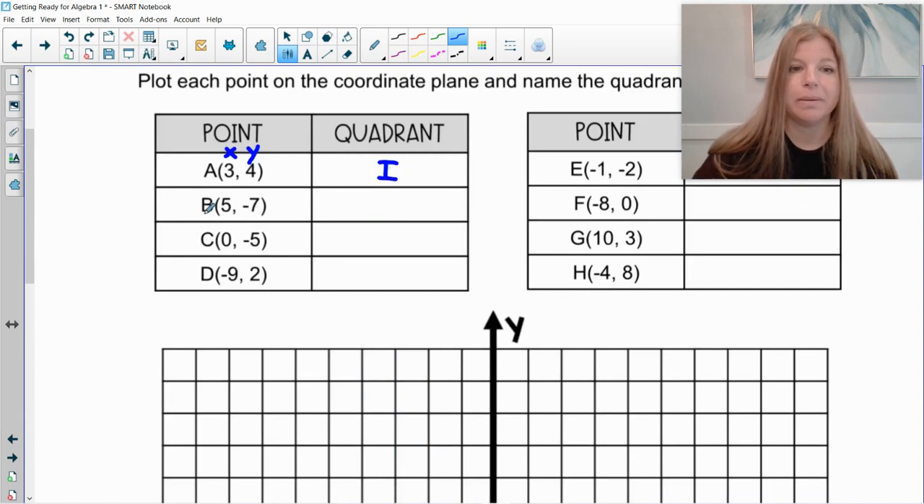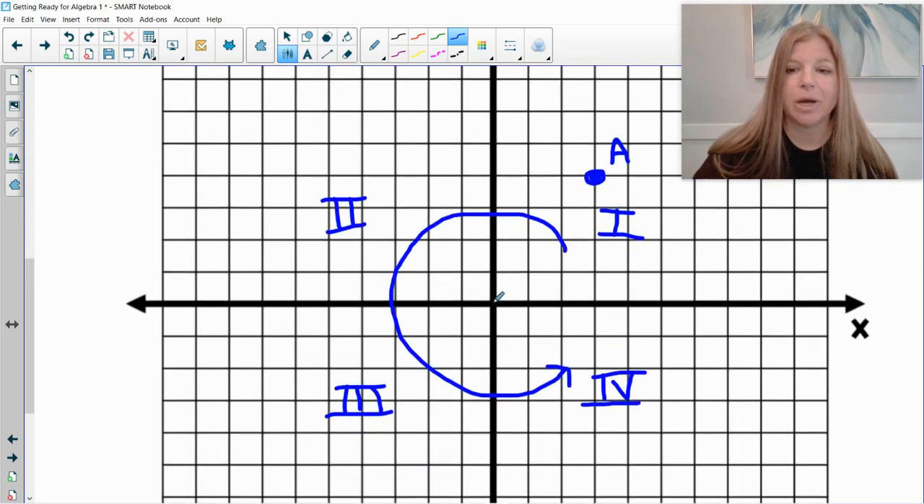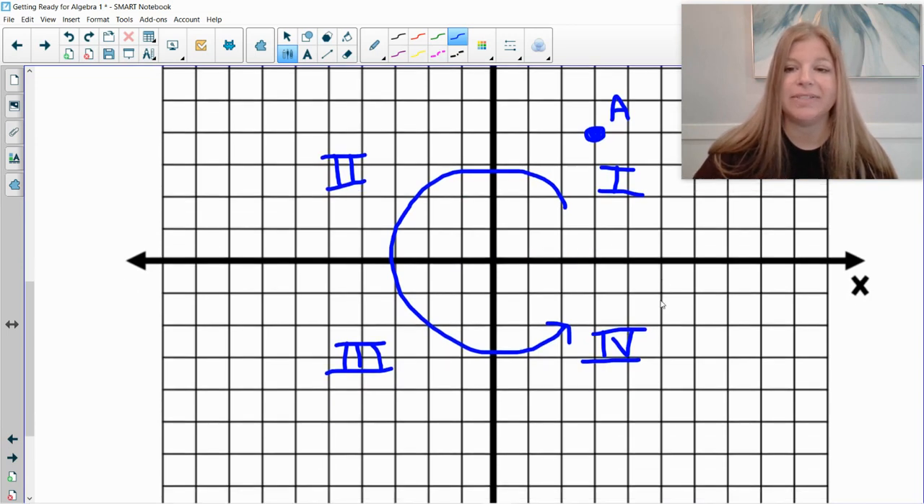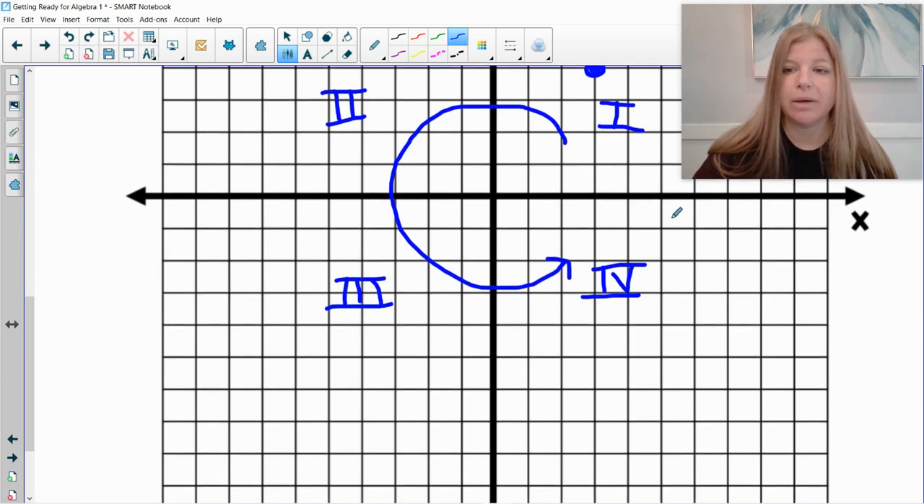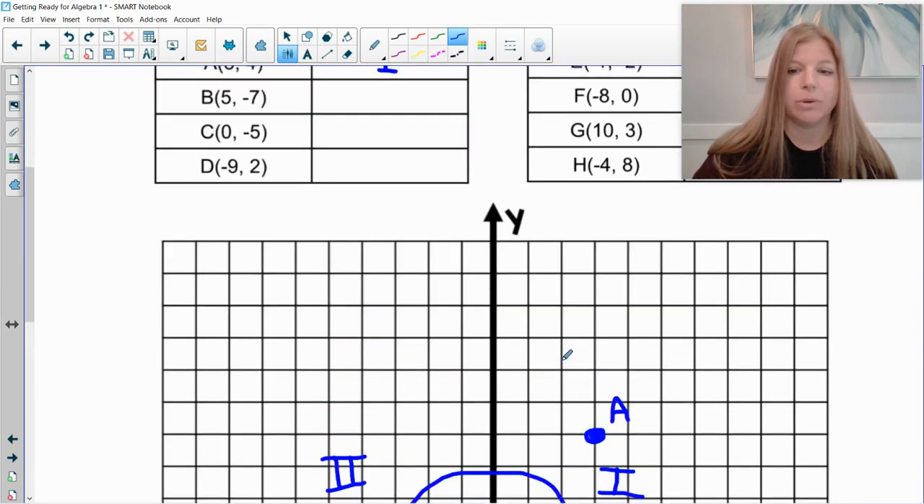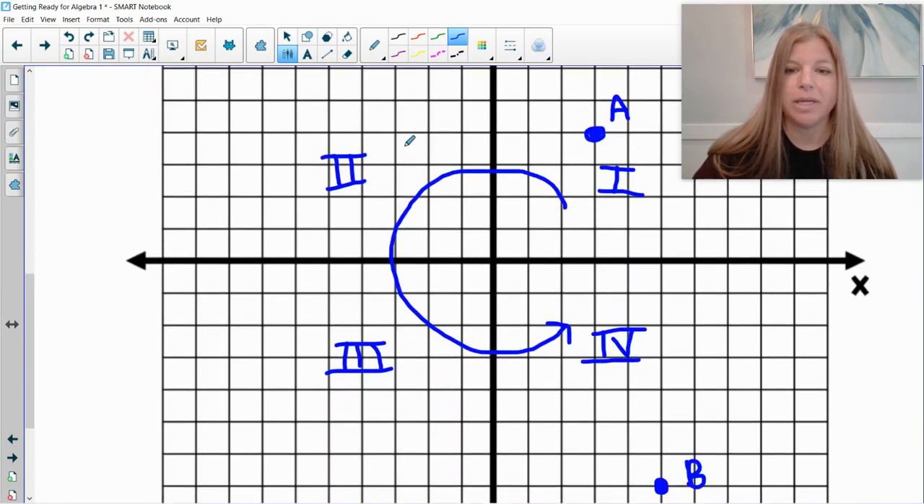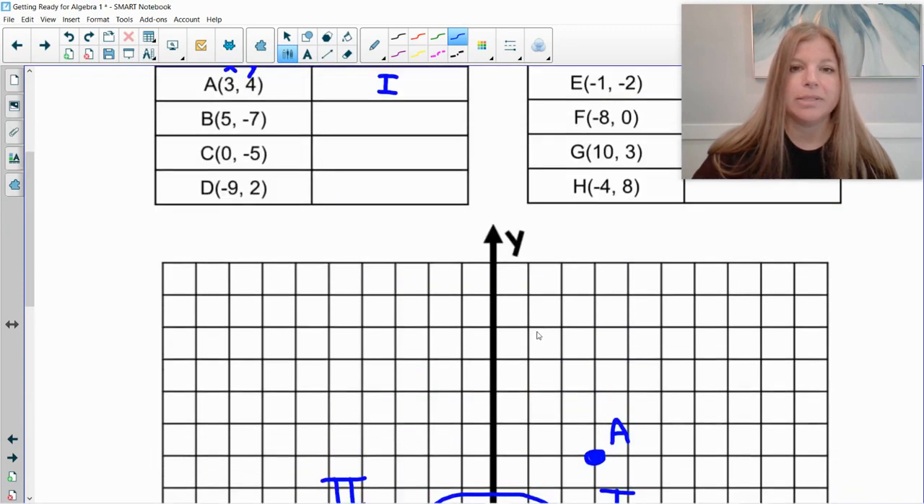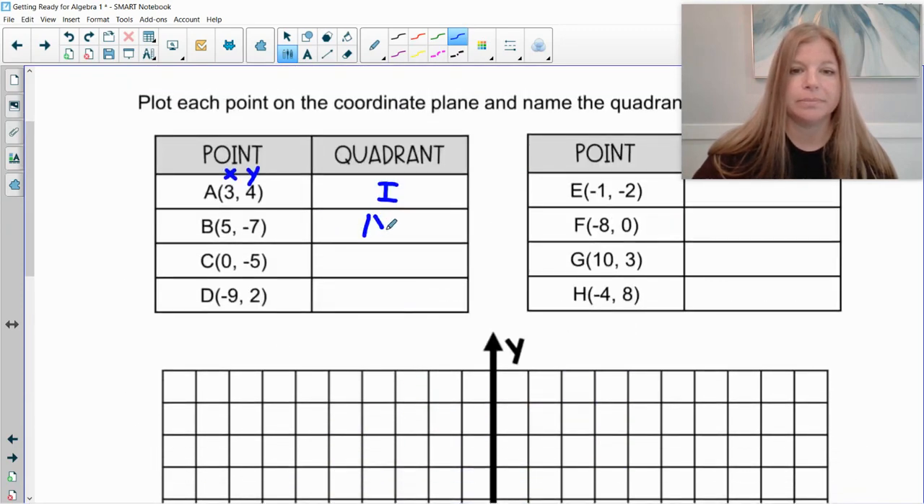Now let's make the next point. B is at 5, negative 7. So that means on the x-axis, I would go out to positive 5, 1, 2, 3, 4, 5. And then on the y-axis, I go down to negative 7. So from that point, I would go down 1, 2, 3, 4, 5, 6, 7, make a point, and that is where point B is. So B is in quadrant, whoops, let me take a look. This is quadrant 1, 2, 3, 4. So B is in quadrant 4.